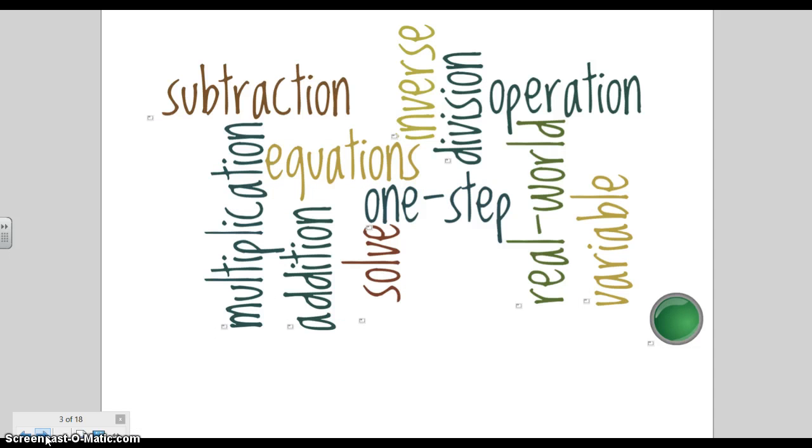This is the interactive word splash. Right now, each word is linked to go to a certain slide. Our vocabulary words, a lot of them they may have seen before. They, of course, know what addition is. They know what multiplication is. But we need to make sure they know what it is in terms of inverse operations. So, for example, the students have control as to which word they would like to start with.